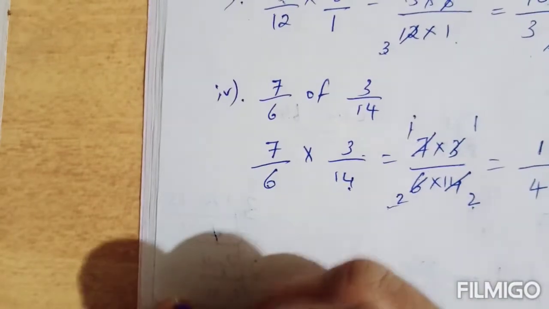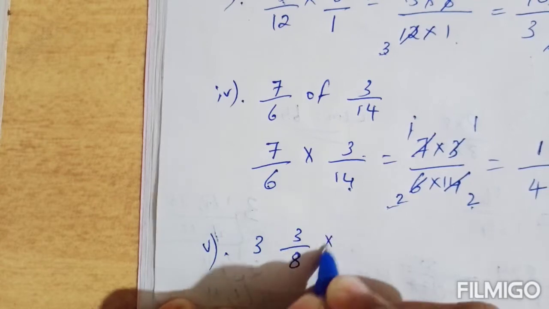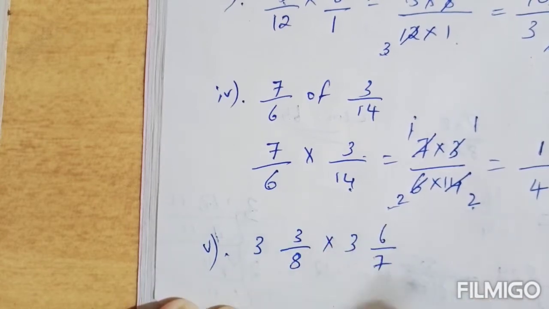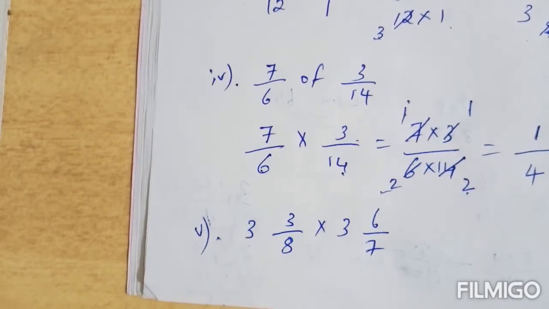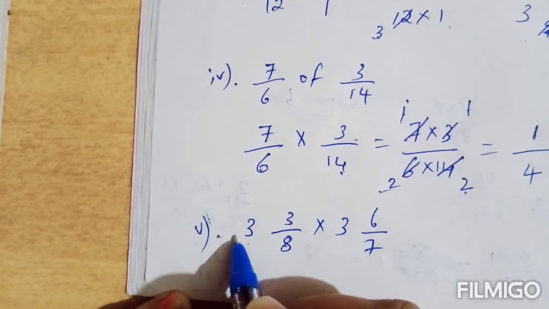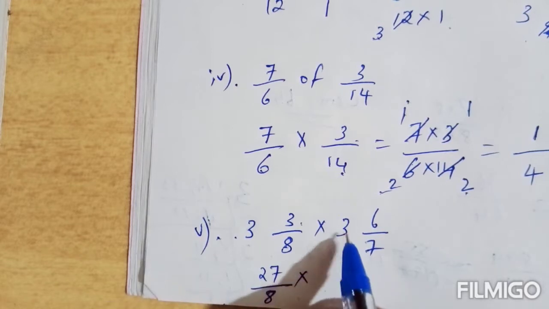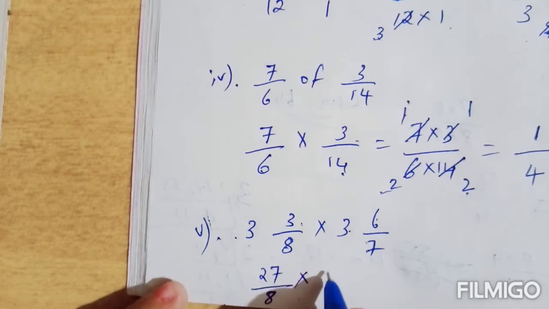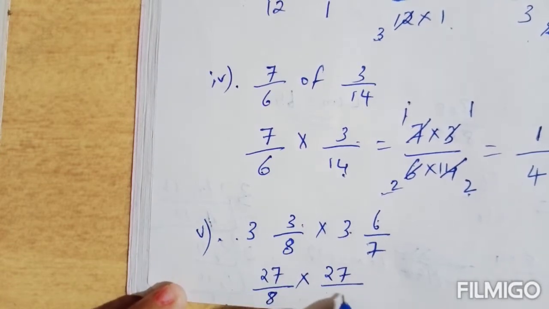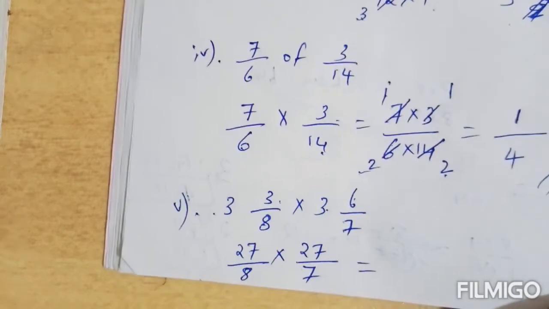Now fifth one, 3 by 8 into 3, 6 by 7. So the fractions are given in mixed form. You can convert that to improper first. 3 by 8. 8 into 3, 24. 24 plus 3, 27 by 8. 3, 6 by 7 will be 7 into 3, 21. 21 plus 6, 27 by 7. Okay.